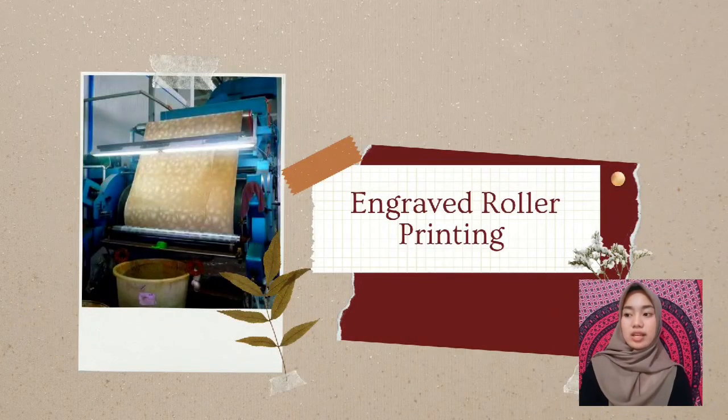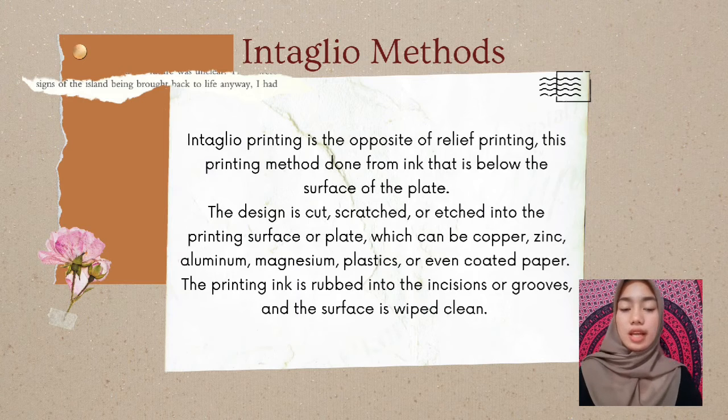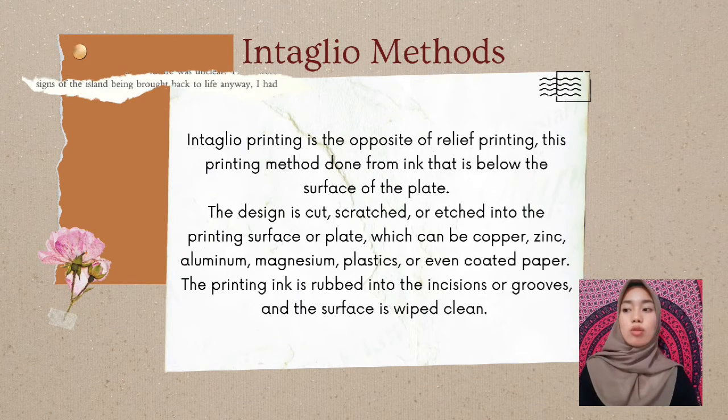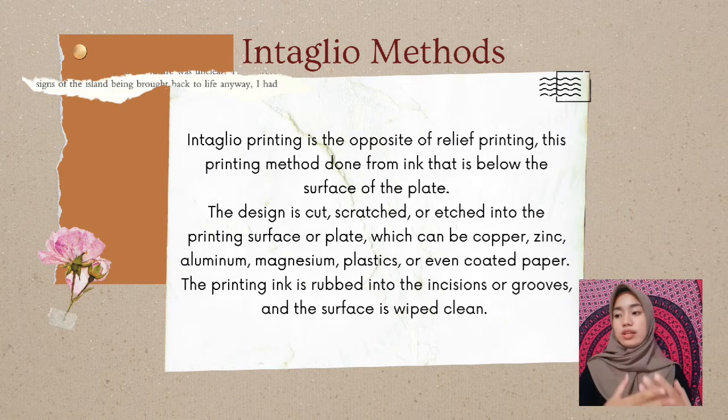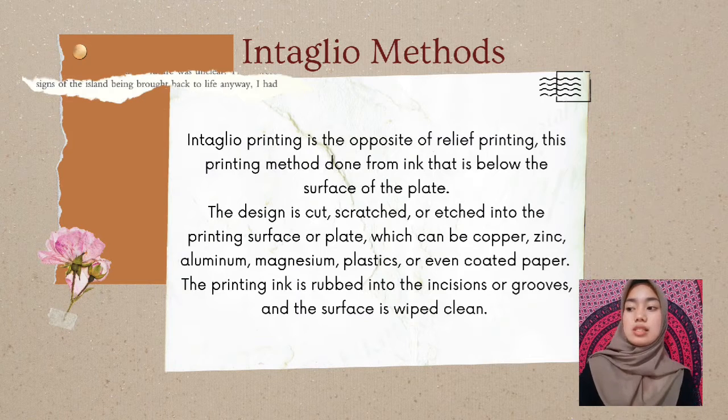So the second one is engraved roller printing. Engraved roller printing uses the intaglio method. So actually, this intaglio method of printing is the opposite of the relief printing of block printing, with these printing methods done from ink that is below the surface of the plate.